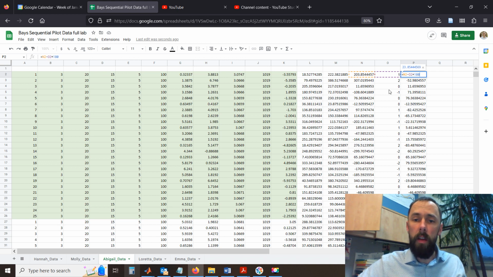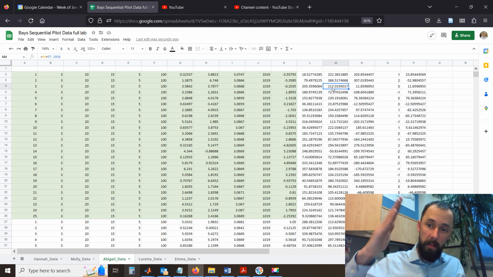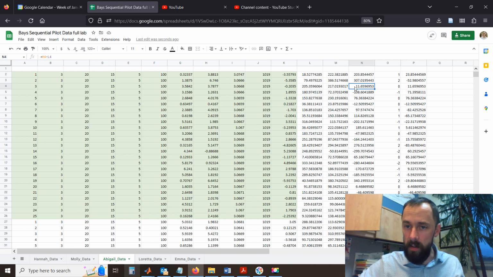So for example, here, look at this lovely trial. Abigail, I guess, because we're on her tab. The 205 was the degrees of the physical stimulus. She put it at 217, so there's no issue there. The difference is 11. We don't have to do any kind of correcting, so it stays at 11 because it's multiplied by 0 times 180.